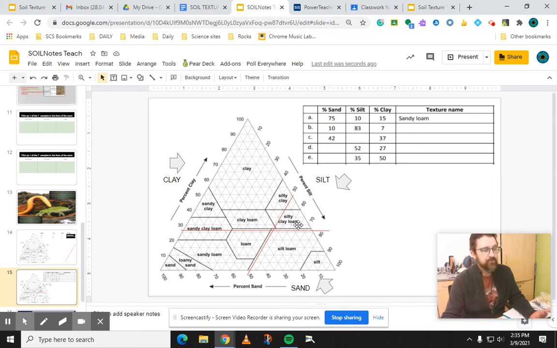Now, right there with those two lines, I know that those intersect right there. So I'm going to call this silt loam. So that's what you type here. That's the type of soil it is. The texture is a silt loam texture. That's what you type in this, or you write. If you're doing the paper version, you write silt loam right there.